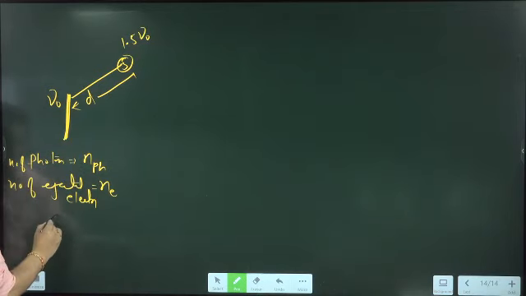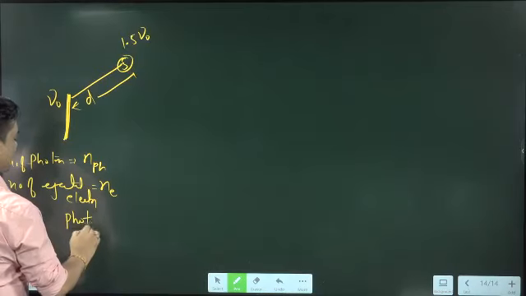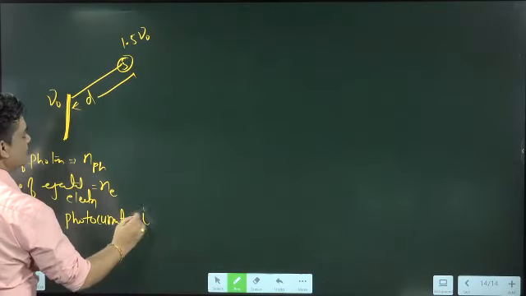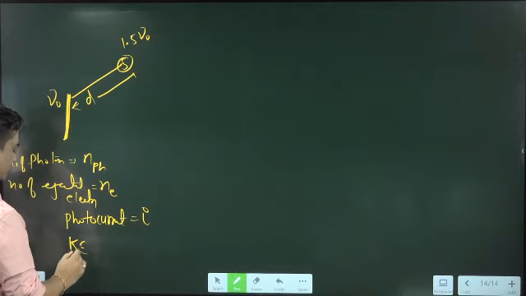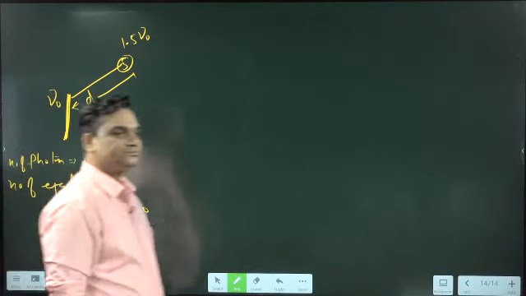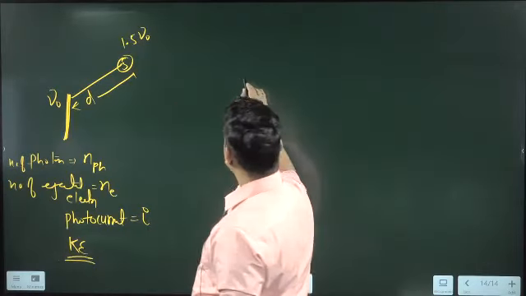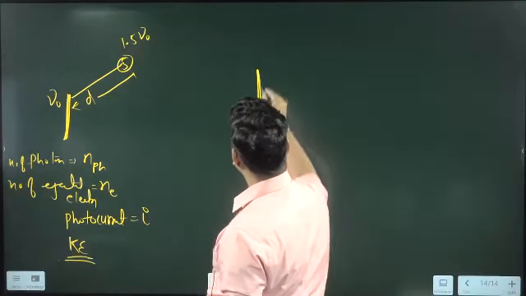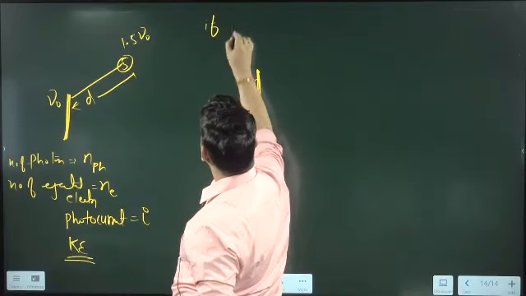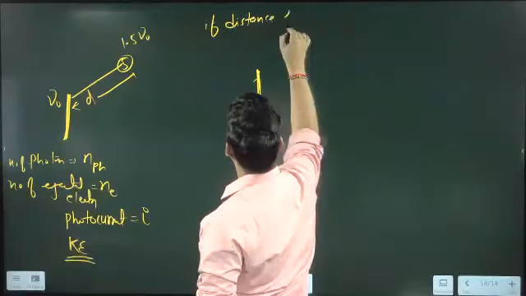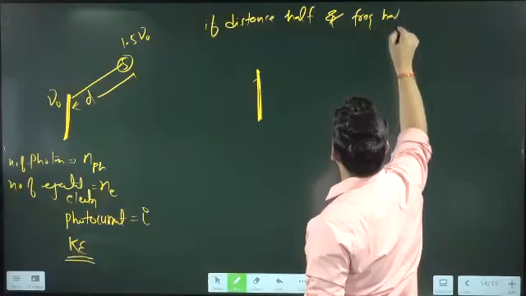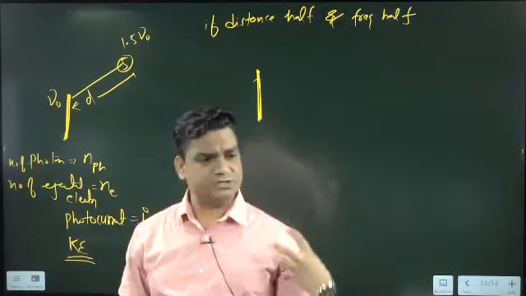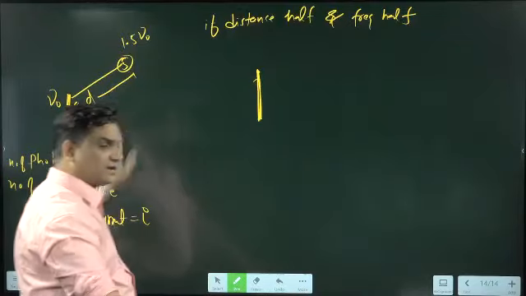Now, the current is photocurrent I, and I am giving K max as K. Now, if in this question the distance is half and the frequency is half, distance also half, frequency also half, meaning the source somehow changed, what will happen to all these factors?